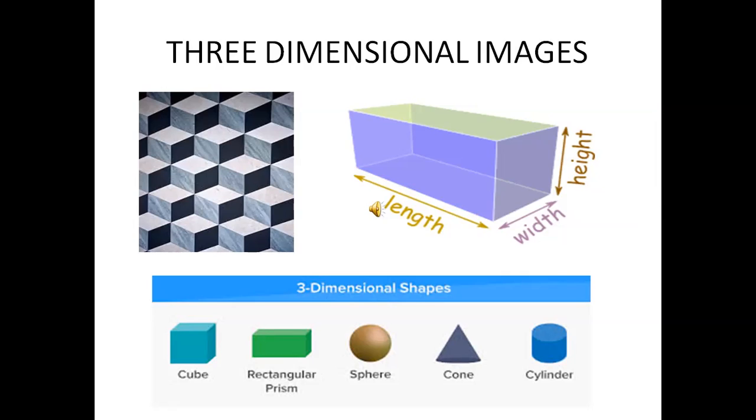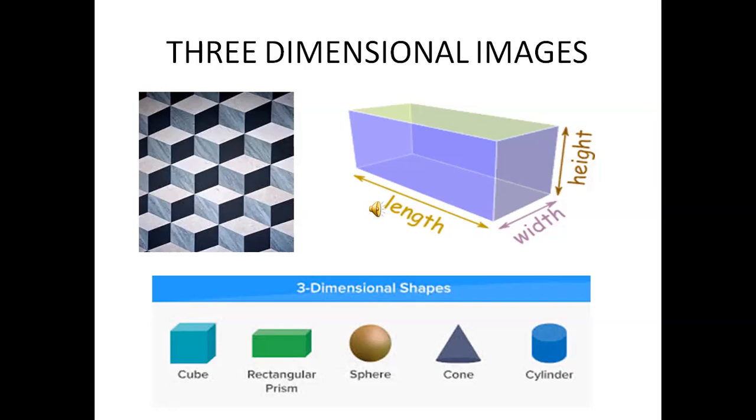Now there is another new technology, virtual reality in 3D. Virtual reality is a technology which shows the computer image as a real image. When we play games through this technology, we can perceive the setting of the game as real. Now this technology has been introduced in smartphones too. The three-dimensional shapes are cube, rectangular prism, sphere, cone and cylinder. These are the three-dimensional shapes.